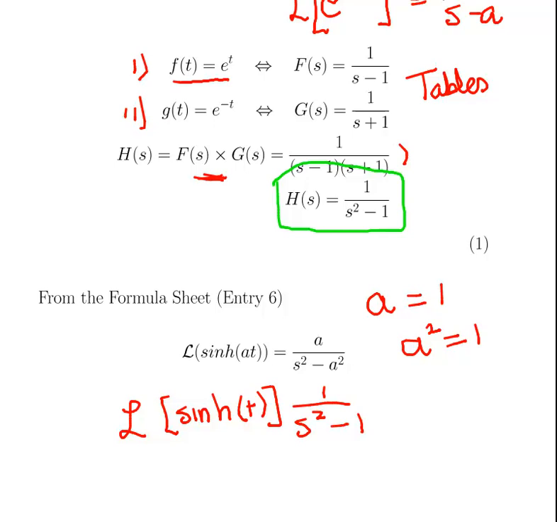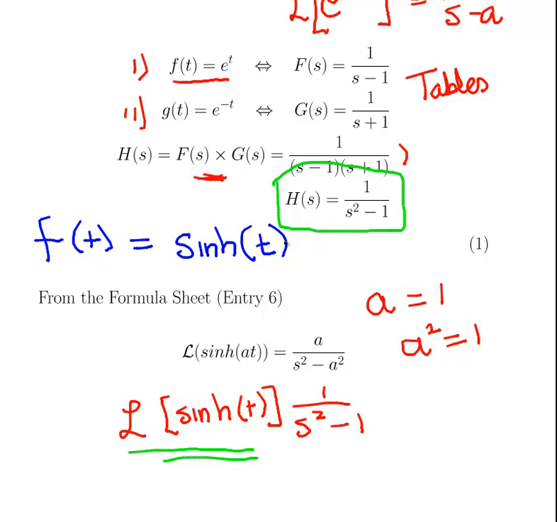So the answer is, here I have it written out, I'll just write it here again. F of t is the hyperbolic sine of t, or sinh t, if you like that expression. That's the answer to the first one.